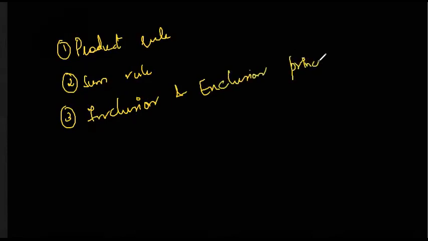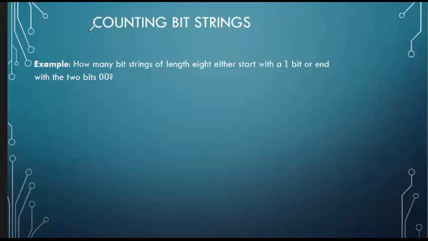Now, based on this third one, the inclusion-exclusion principle, we will see an example. The example is counting bit strings. How many bit strings of length 8 either start with a 1 bit or end with 2 bits zeros? Over here, we have to count the strings of length 8.